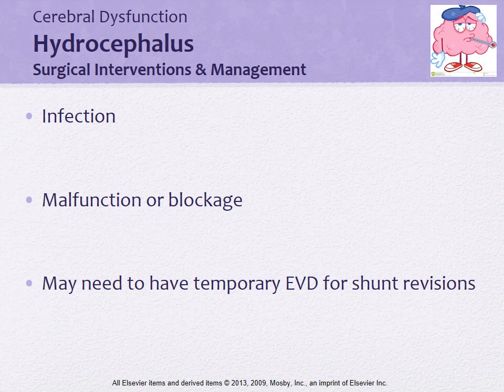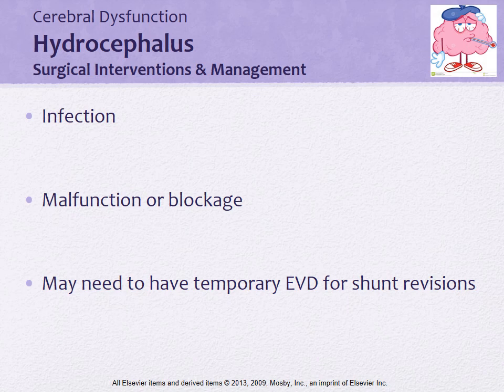So if they're having a malfunction or blockage of the shunt, they're going to have all the signs and symptoms that they had for hydrocephalus. So signs of increased ICP, all that stuff, very lethargic, irritable, all those signs and symptoms I went over a few slides back, those are going to come to light after the shunt is placed, which is not normal. They should not have any of those signs and symptoms after the shunt is placed.